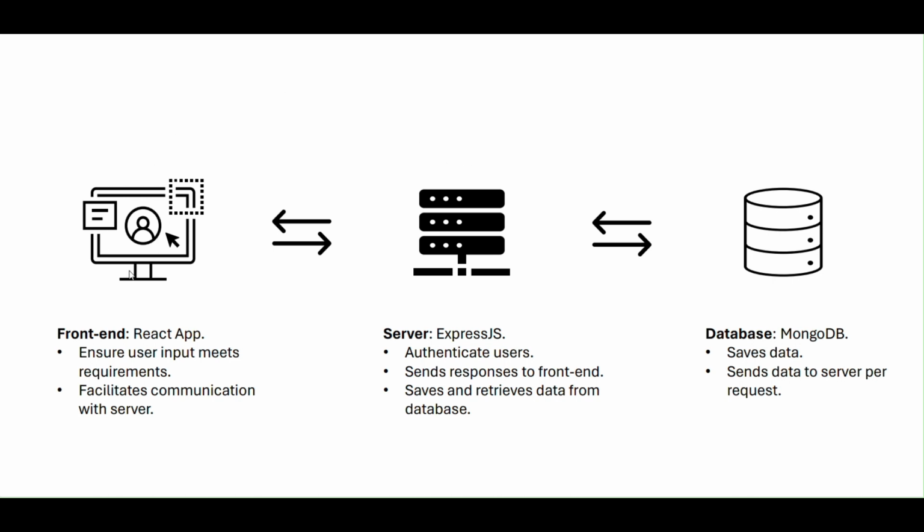So here we have the front end, the server, and the database. The front end is built using React. Here we get all the user information, and we make sure the information meets the requirements. And then we send the request to the server. The server is built using Express, and from here we authenticate the users, and we can send responses to the front end, and we can also save the data to the database. And the database is built using Mongo.